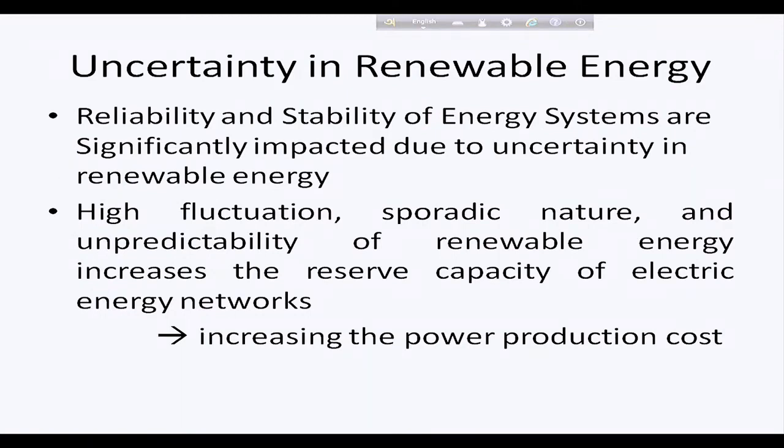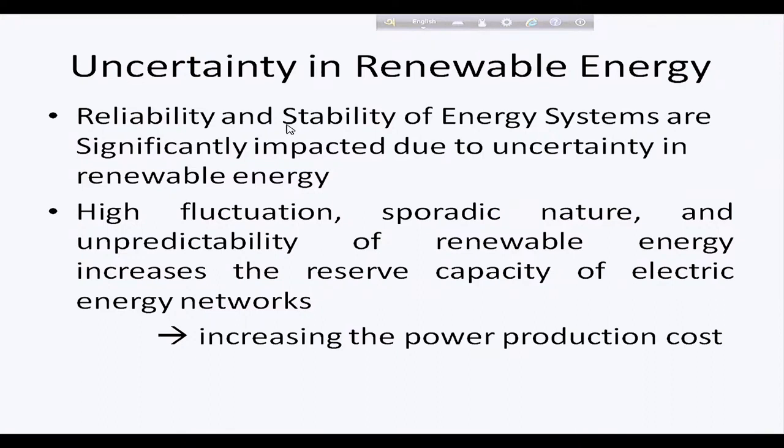One of the important problems in renewable energy forecasting is uncertainty. The uncertainty comes from the high fluctuation and unpredictability of renewable energy sources, say solar energy or wind energy. You know, uncertainty in wind, uncertainty in solar sunlight. Due to this fact, there is some uncertainty in the renewable energy sources.